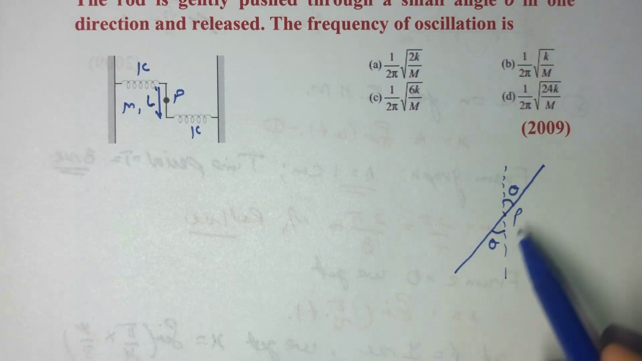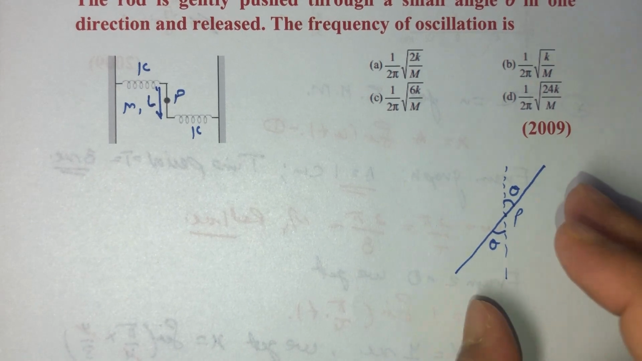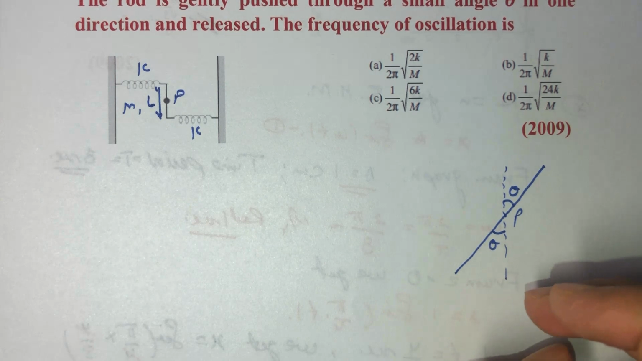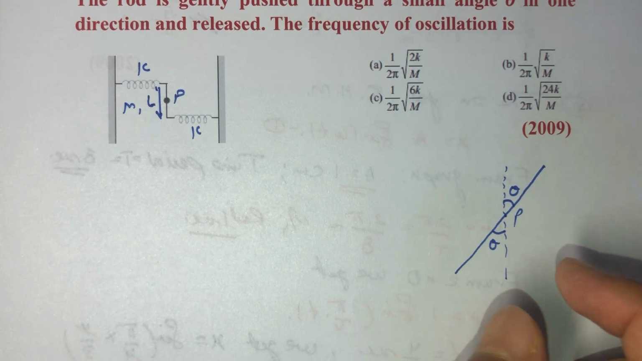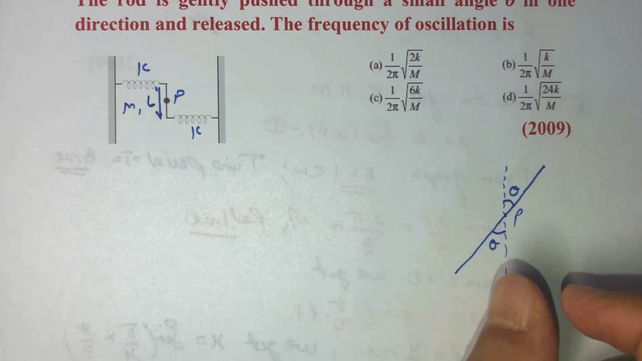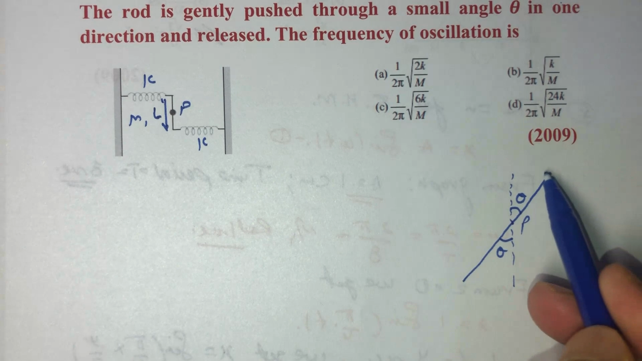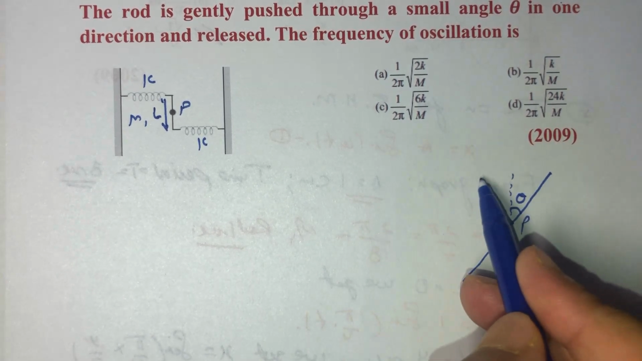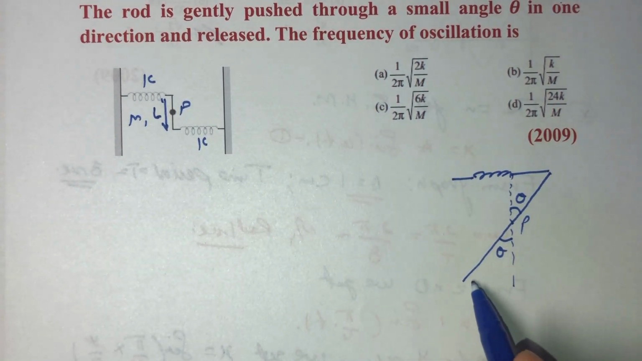As both ends of the rod are attached to the springs, as it is being rotated or pushed by a small angle theta, the spring will be compressed, or we can say expanded. In one case it will be compressed, and in the other case it will be expanded. Let me draw the figure first of all. So this is one spring, and this is the other spring.